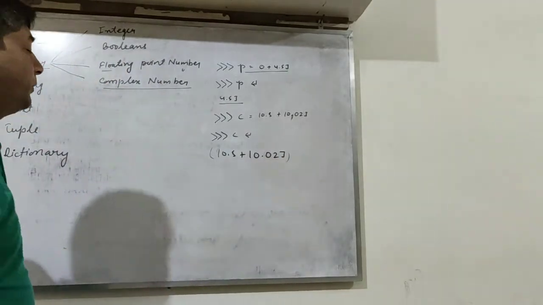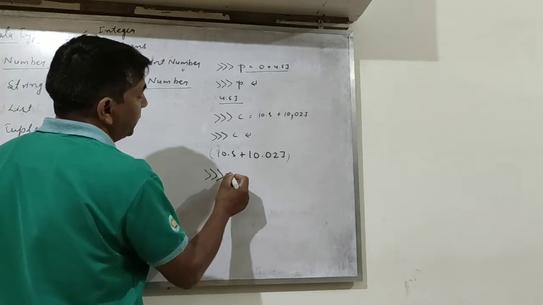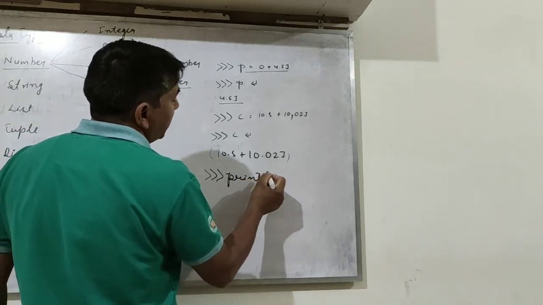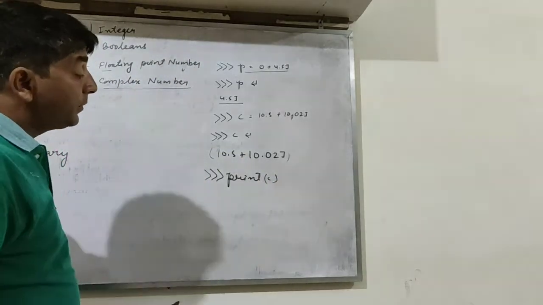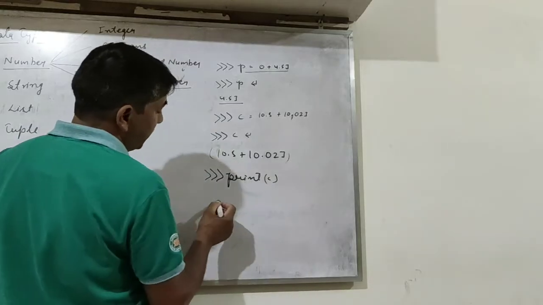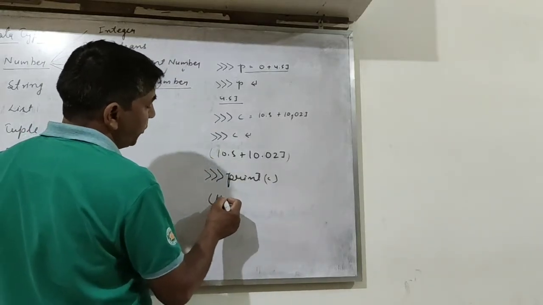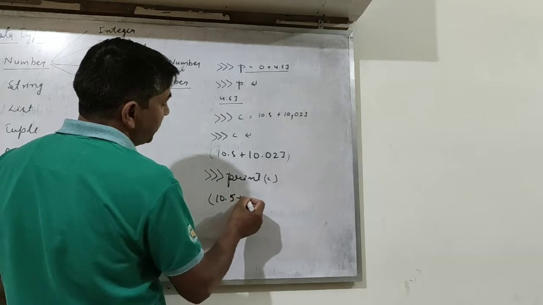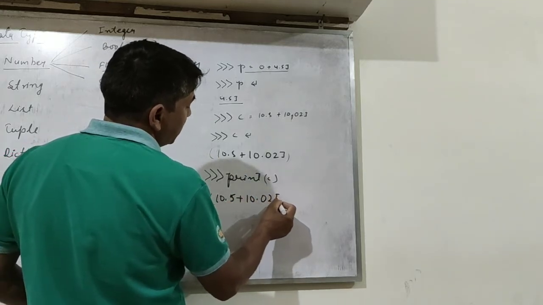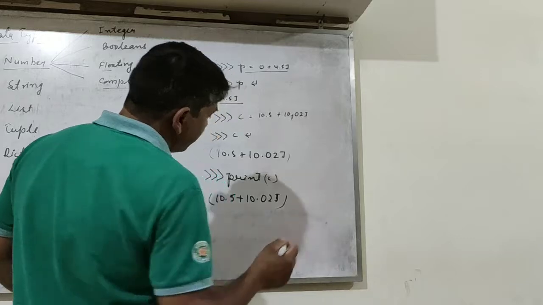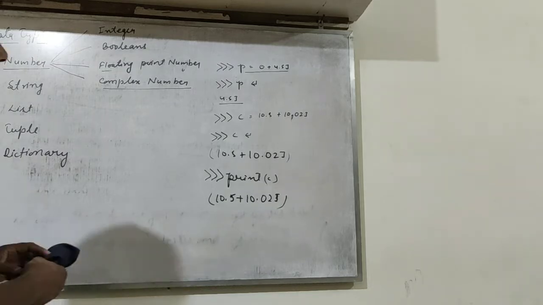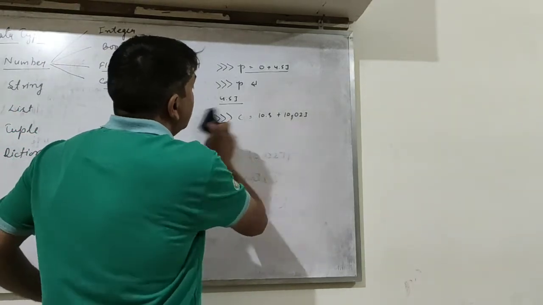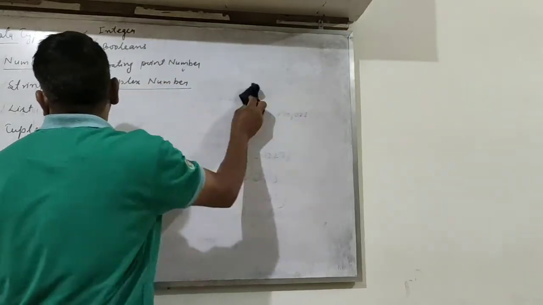Suppose you use a different method, the print command: you type print and put c inside parentheses. What is the result? It displays the same result, 10.5 + 10.02j. Okay, this is everything related to the complex number. As you know, integer, boolean and floating point we already discussed in the previous chapter, so I'm going to discuss the next topic.